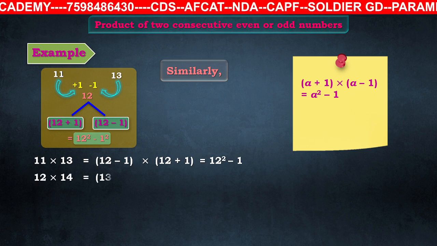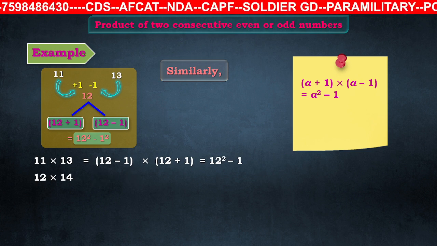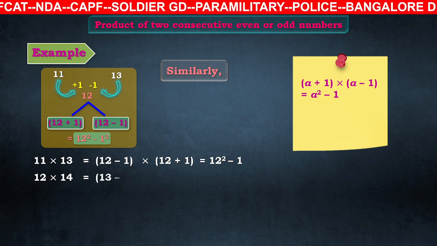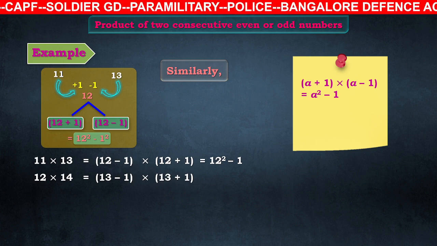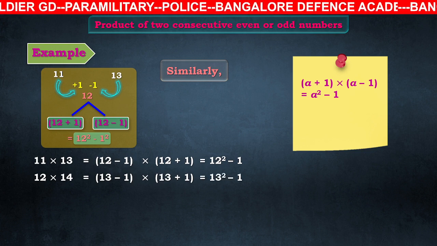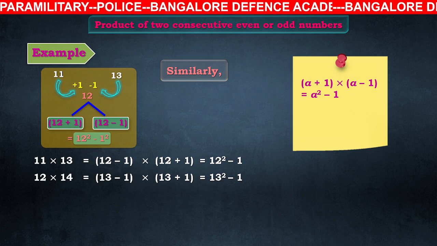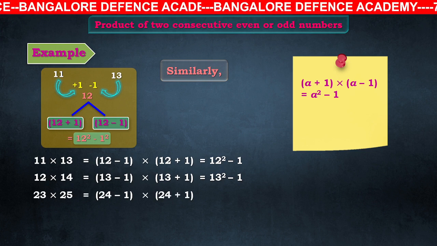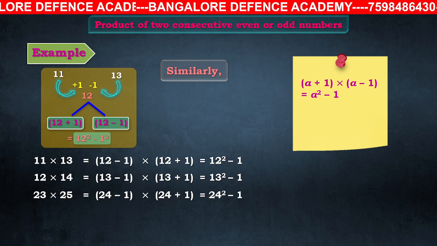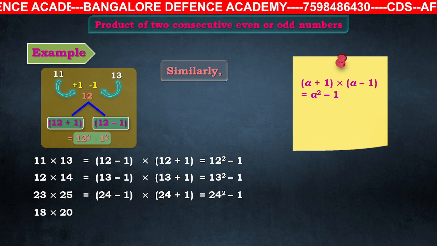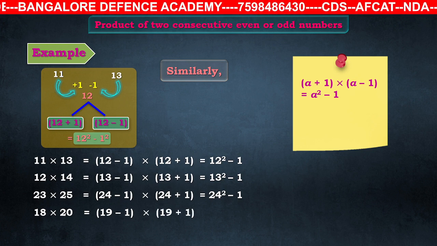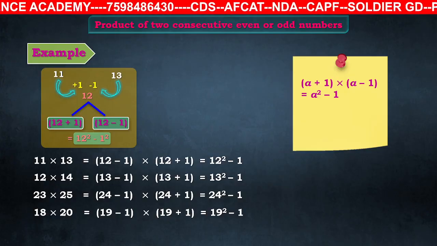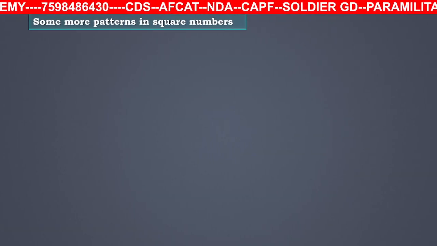So that's the answer. In the similar way, can you just multiply 12 and 14? You know that between 12 and 14 we have a number that is 13. So I can write this as 13 plus 1 into 13 minus 1. 13 square minus 1, that is 169 minus 1 gives me 168. In the similar way, you can proceed with this question also. 23 into 25 gives me 24 square minus 1. And then here you have 19 plus 1 and 19 minus 1. That is the answer, 19 square minus 1. So you can use this shortcut in your examination to save time.